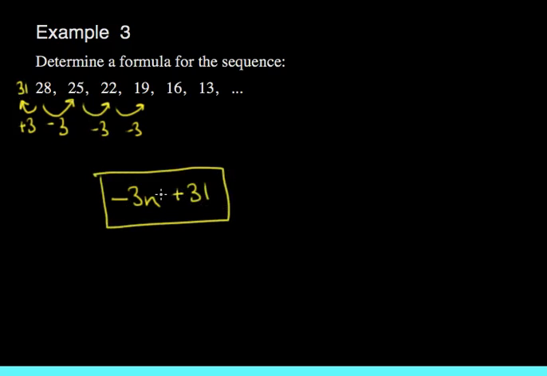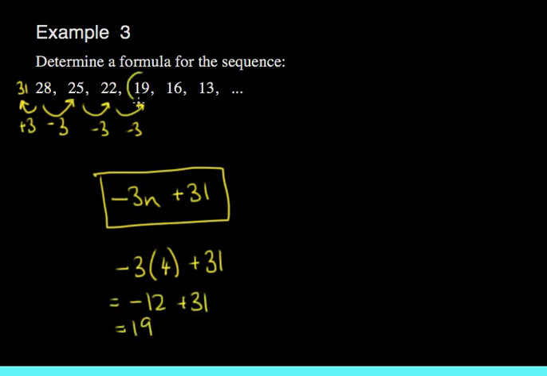But how would we know this is correct? We could look at the 4th term, for example. So if we put a 4 into this, we'd have negative 3 times 4, and then add 31. So this would be negative 12 plus 31, which is 19. And that is the 4th term of our sequence.